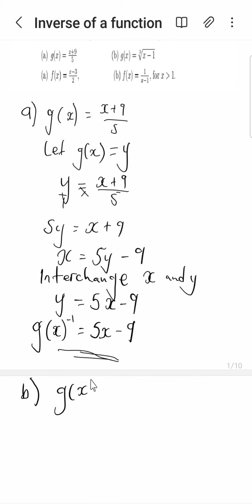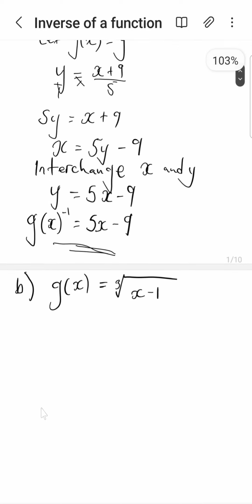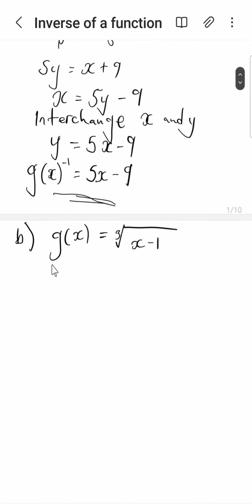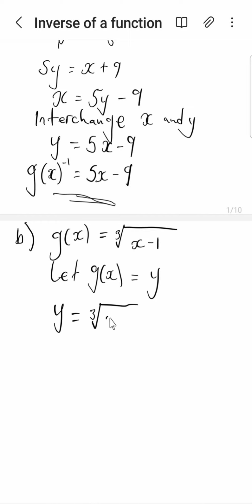g of x equals the cube root of x minus 1. As usual, let g of x equal y. You can let it be any letter, you are at liberty to do that, but I just find y to be interesting. So you can let it be y, then you make x the subject of the formula.